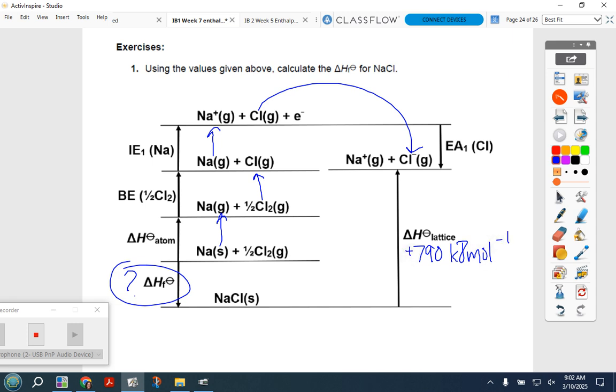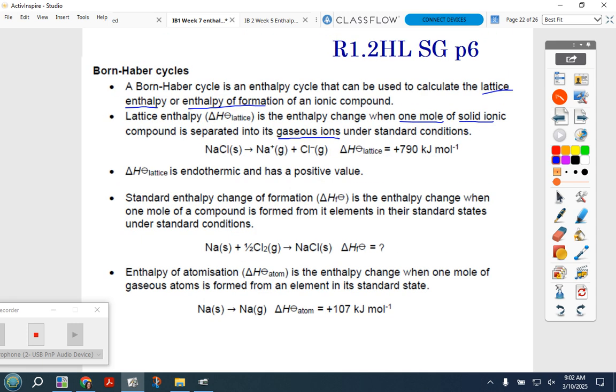I'm going to put the signs on there, but as you're going to see, that's actually not going to be the important aspect of this. It's positive because the arrow is going up, okay? Okay, so endothermic has a positive value. Then we have our standard enthalpy change of formation, which you already know. Okay, so this is the thing that we're solving for. So this is forming from the elements in their standard states under standard conditions. Okay. So that, again, that's our question mark.